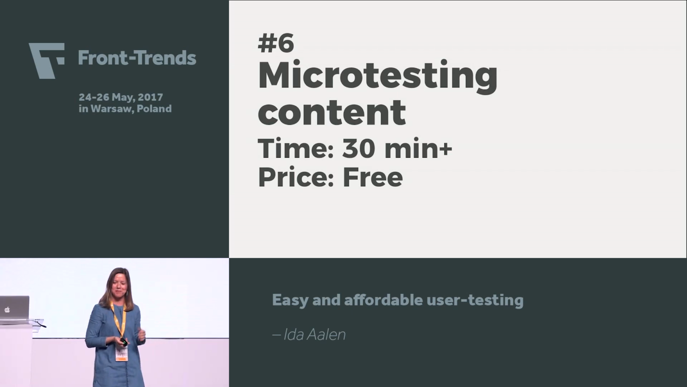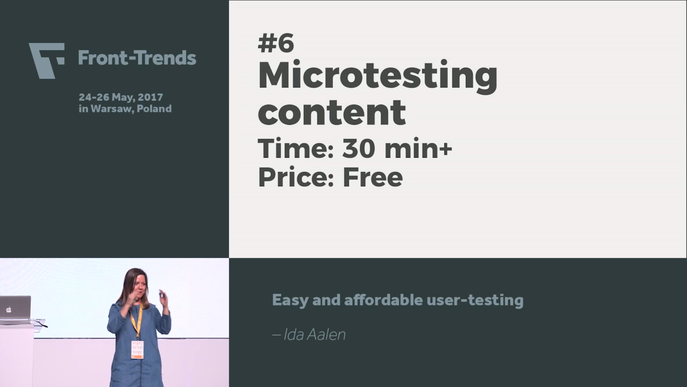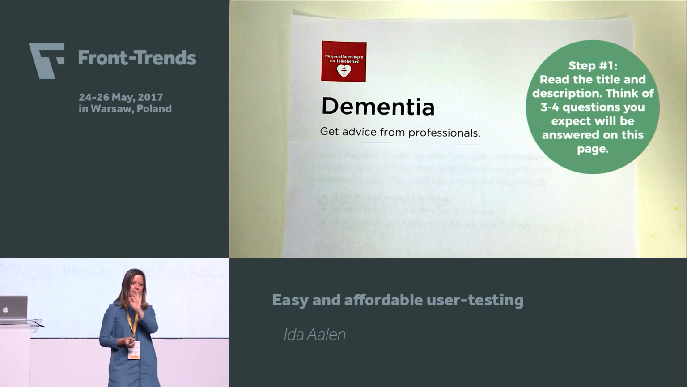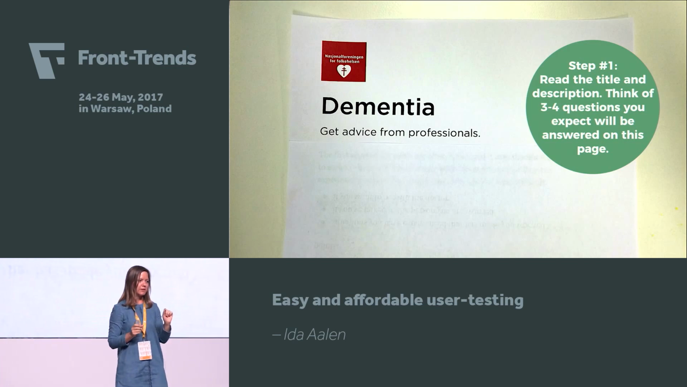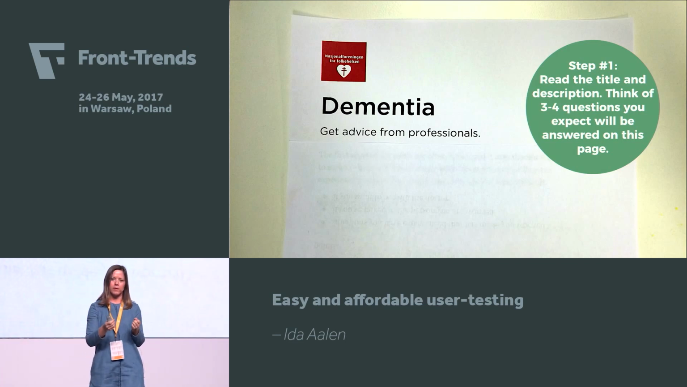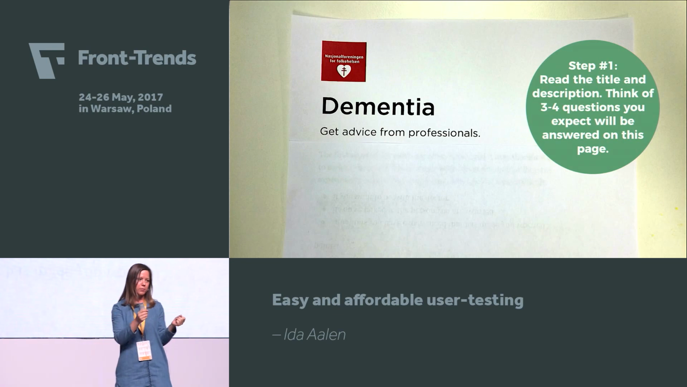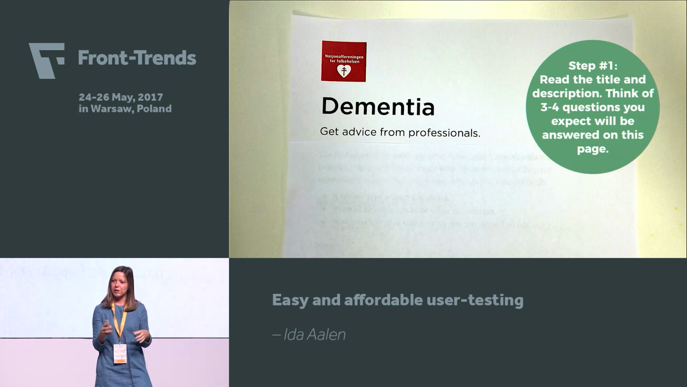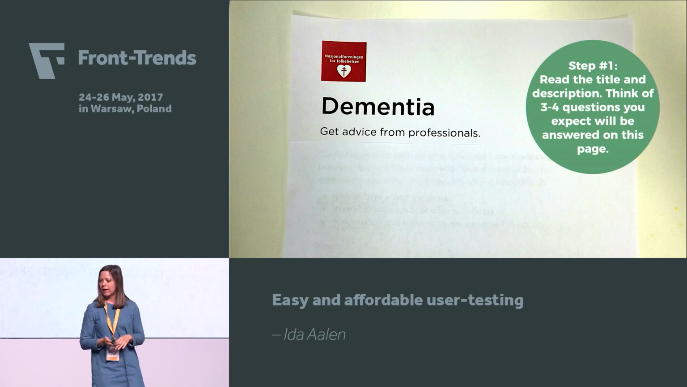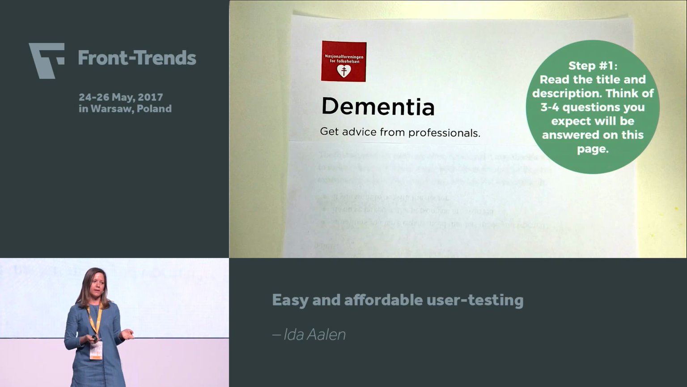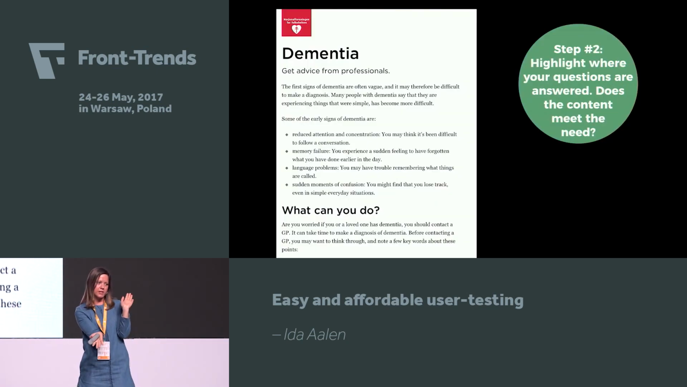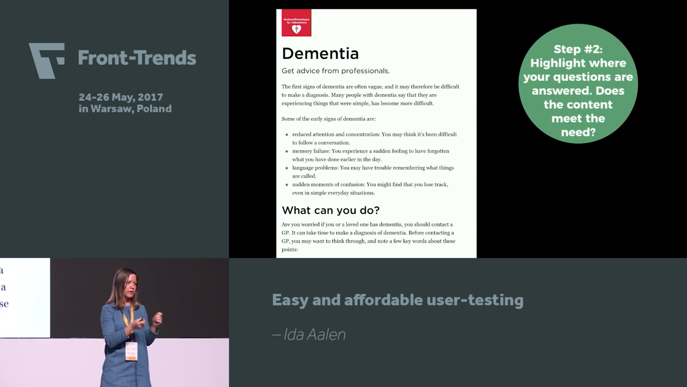But anyway, if you do have a printer, you have the text that you want to test with the title and the intro, and you fold the paper so that you can just read the title and the intro, and then you give people this sheet and you tell them, can you please write down 3 to 4 questions you expect will be answered on this page? And after they've done that, you tell them, you can now open the sheet, and can you please highlight whether you got your questions answered or not, or note out different things.